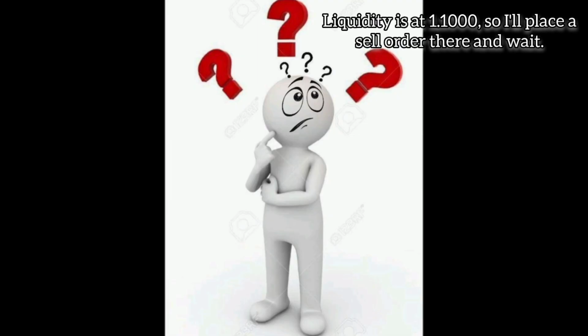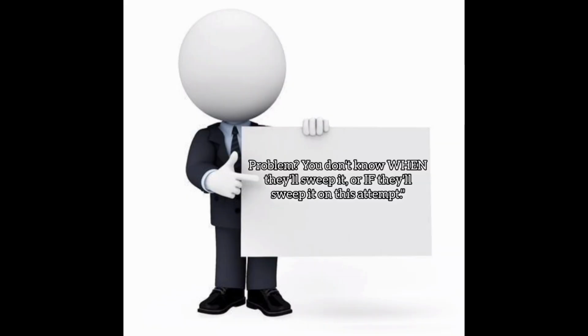Strategy 4. Trade the rejection, not the level. Rookie move: liquidity is at 1.1000, so I'll place a sell order there and wait. Problem? You don't know when they'll sweep it or if they'll sweep it on this attempt.